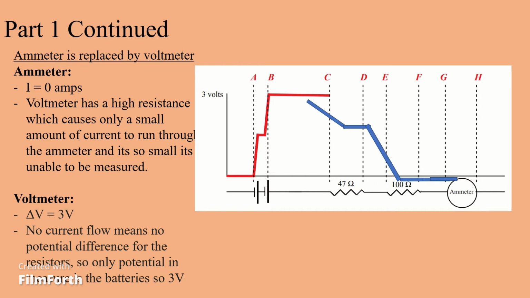Alright, so continuing part one, let's say the ammeter is replaced by a voltmeter. So what happens to the ammeter? Well, the current flowing through would be 0 amps, as the voltmeter has a high resistance, which causes only a small amount of current to run through, so small it's unable to be measured. The voltmeter is going to measure all of the change in potential, which is just 3 volts from the two batteries.